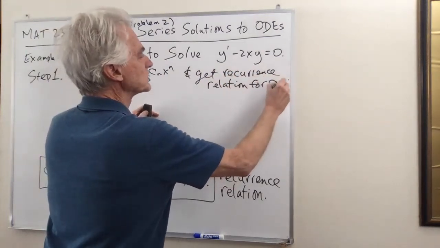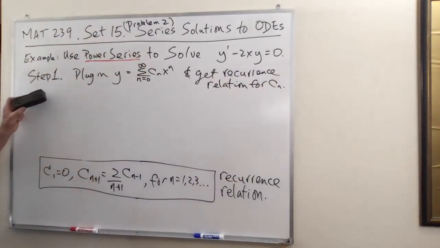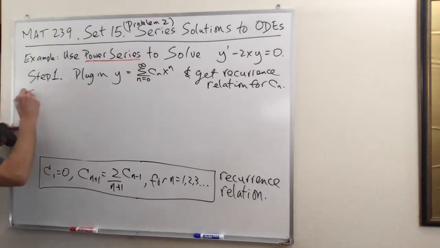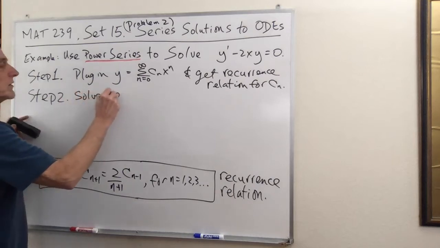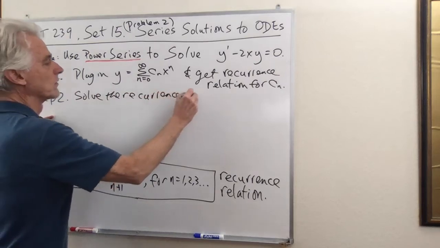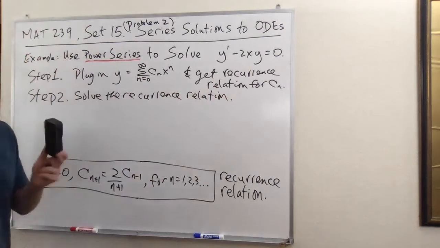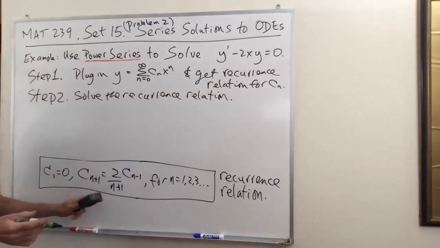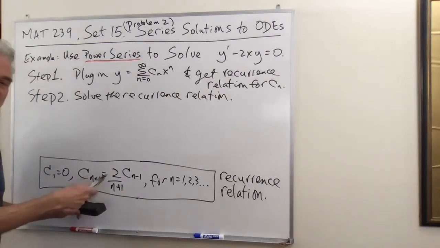For the coefficient Cn, right? Okay, and then the second step, which we're about to start, is to, quote, solve the recurrence relation. In other words, get an explicit formula for Cn. See, this is not an explicit formula for Cn. This is just like a rule of how to figure out what Cn is. Okay.